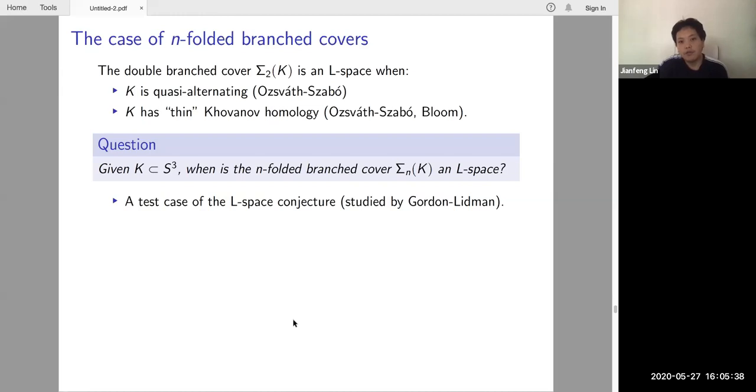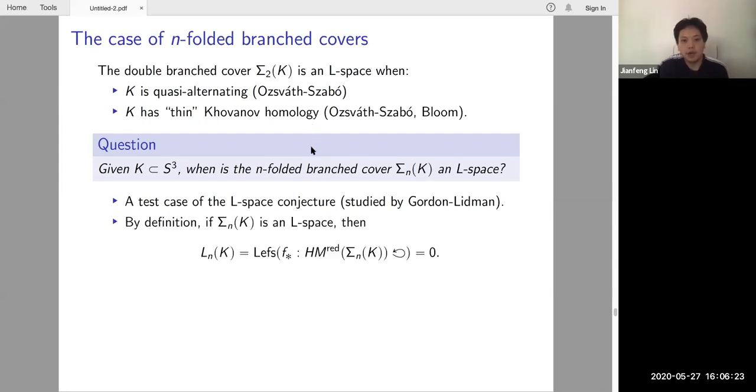Now a pretty natural question one can ask in general: given a knot, when is the n-fold branched cover an L-space? The previous results by Ozsváth-Szabó and Bloom give us a lot of examples of twofold branched covers being L-spaces, and it's natural to ask what happens for general n. This question is interesting by itself, but it's also a very interesting test case of the L-space conjecture. Gordon and Litherland wrote a paper to start investigating this question, and they studied a large family of knots, with many examples.